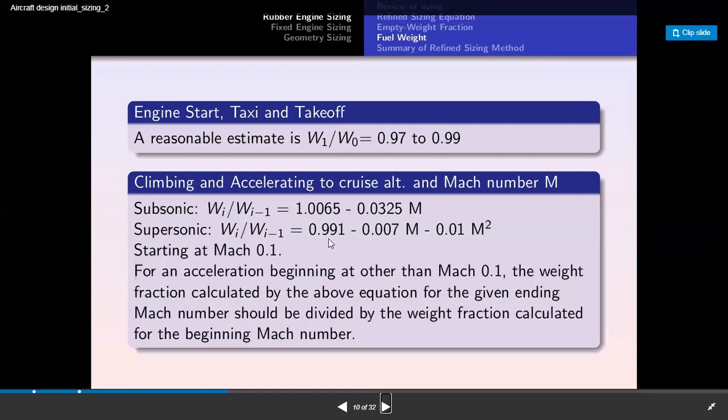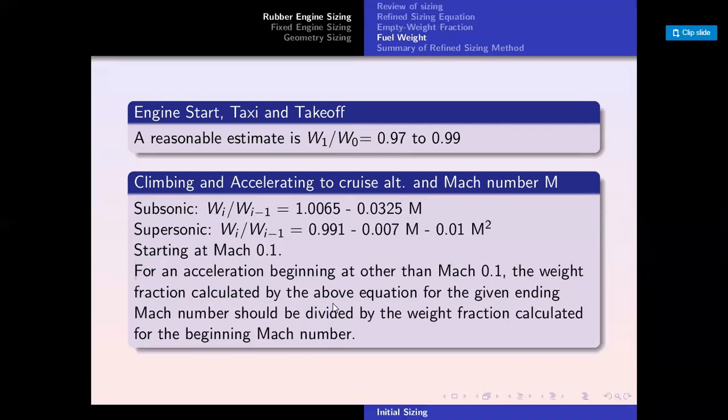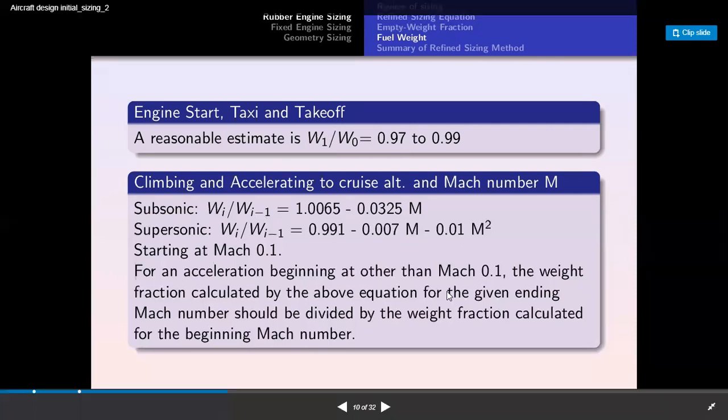And for supersonic aircraft, you can see 0.991 minus 0.007 Mach minus 0.01 M square, starting at Mach 0.1. For an acceleration beginning at other than Mach 0.1, the weight fraction calculated by the above equation for the given ending Mach number should be divided by the weight fraction calculated for the beginning Mach number. It depends upon where the Mach number begins and ends. Clear?